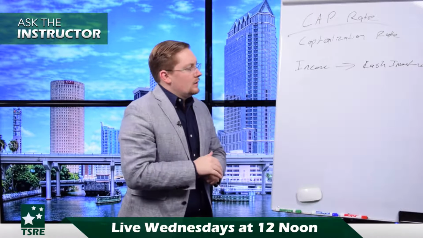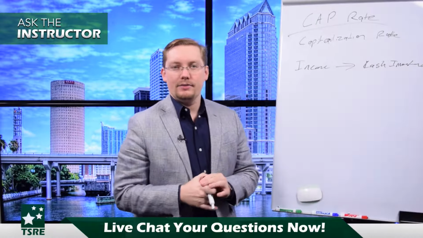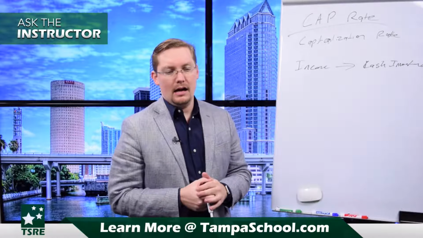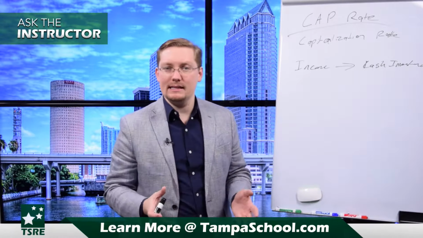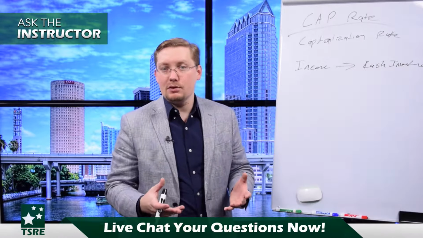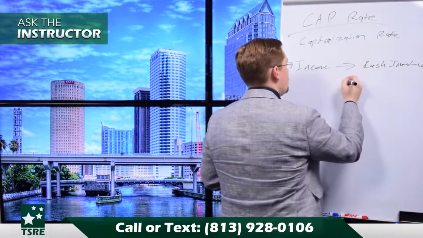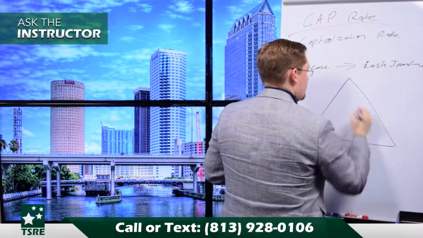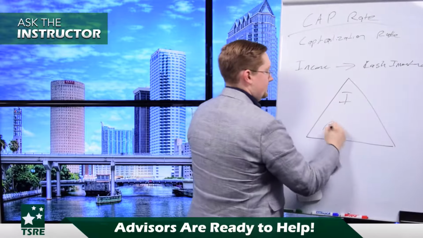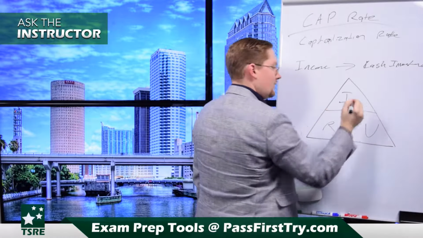So let's start off by doing what's called the IRV Triangle. Then we're going to build on this a little more in depth to get a better understanding of what income is, because you need to be dealing with the right kind of income when you're dealing with capitalization rates. So let's start off with the IRV Triangle: I-R-V.